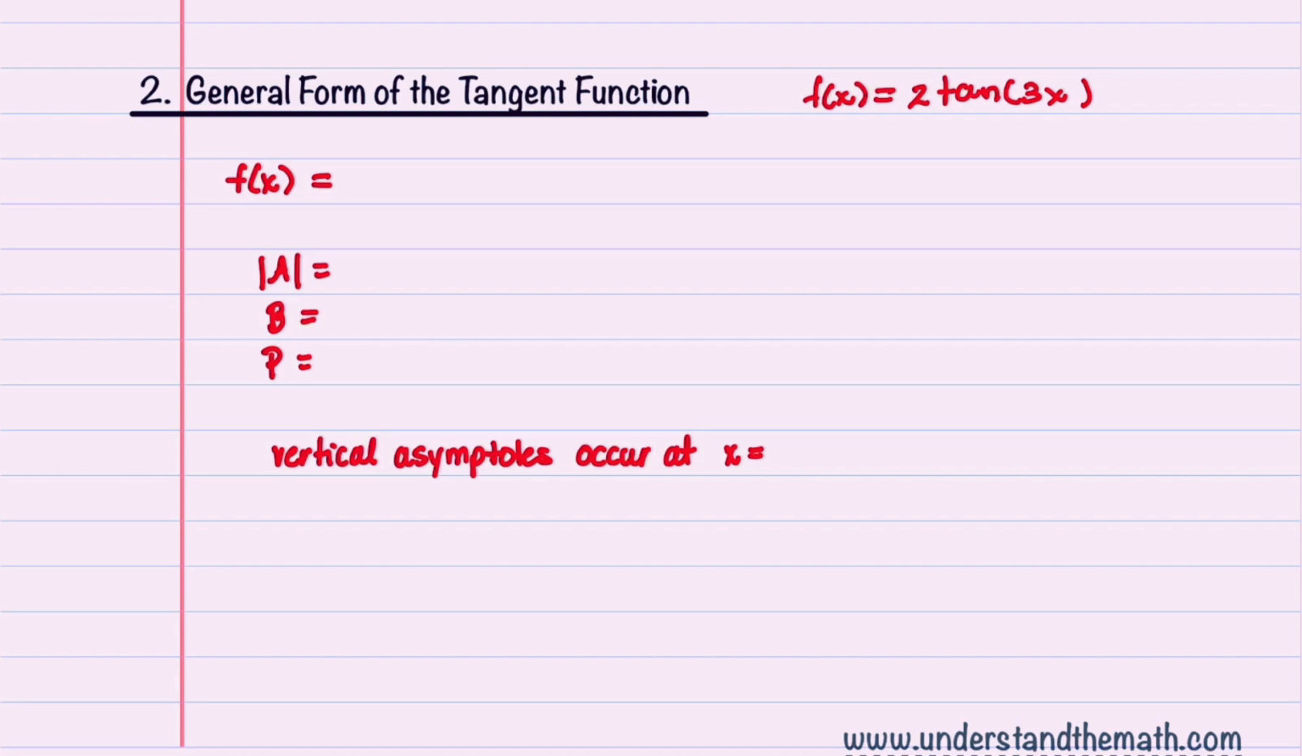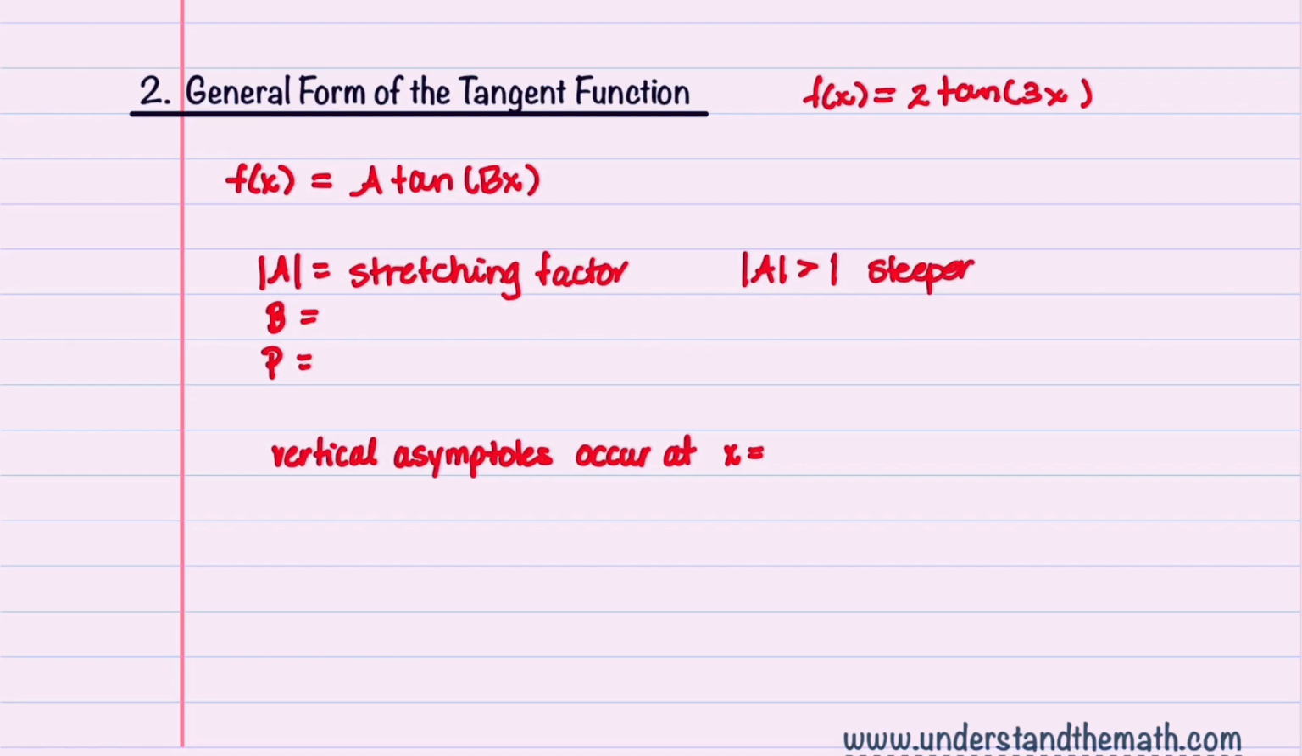Our general form looks like this: f of x is equal to a times tangent of b times x. Absolute value of a is called our stretching factor. If absolute value of a is greater than 1, then our graph is steeper. And if absolute value of a is less than 1, our graph is wider. And we'll see what that looks like when we do our example problem.